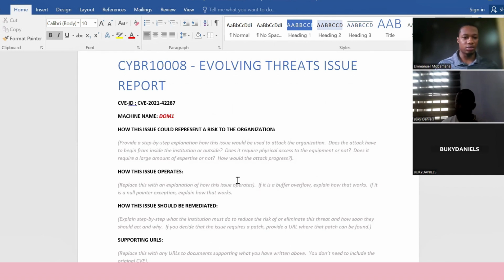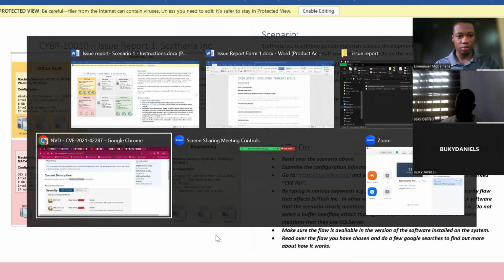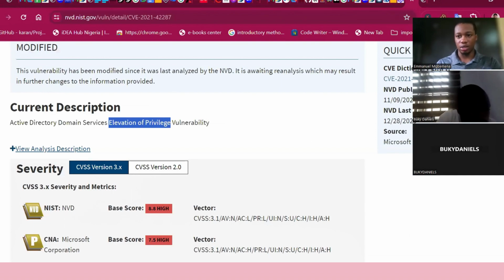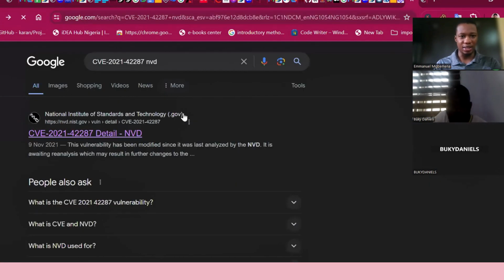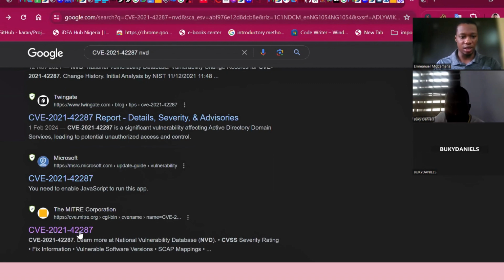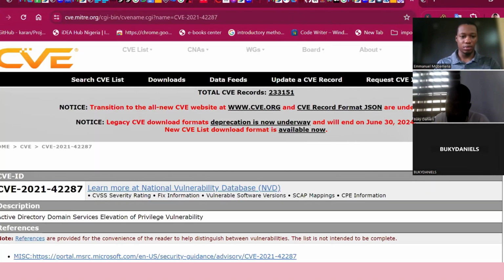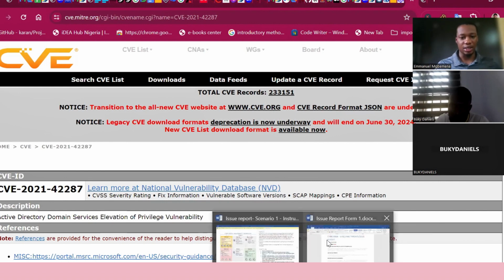Okay. So again, for this question, how this issue operates, I think it's just asking what the vulnerability is all about, which is already covered in the previous discussion. Yeah, it was already covered in that initial part. We've already discussed how you could perform the elevation of privilege, so we already discussed the possibilities. I think that was what that question is asking.